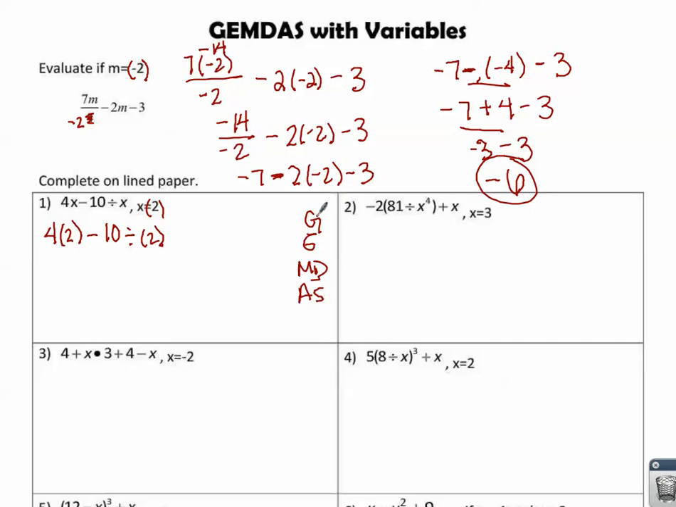So now we do grouping. There is none. Exponents, there are none. Multiply or divide from left to right. So I'm going to say 4 times 2 is 8. Remember, you only want to do one operation per step. So now I'm going to say 10 divided by 2 is 5. Now I'm going to add or subtract from left to right. 8 minus 5 is 3. Circle your final answer.